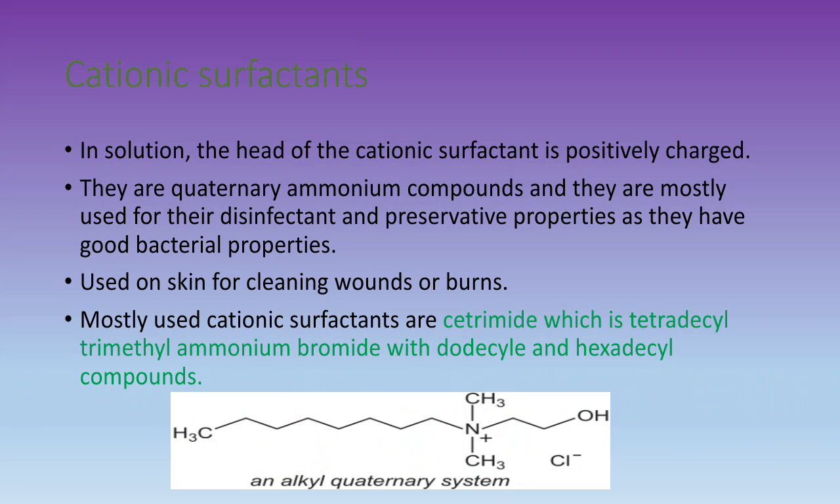Most used cationic surfactants are the cetrimide, which is tetradecyl trimethyl ammonium bromide with dodecyl and the hexadecyl compounds. So here you can see the structure of alkyl quaternary system or simply the cationic surfactant systems. This structure is of cetrimide and its IUPAC name is also mentioned here, and depending upon that it shows its property like that of disinfectant, preservative, then for burns as well as cleaning wounds, etc.